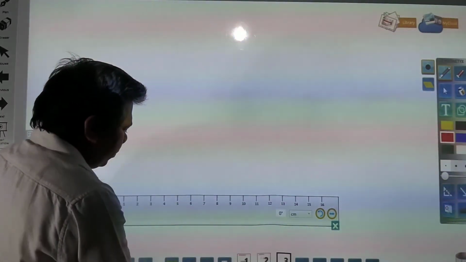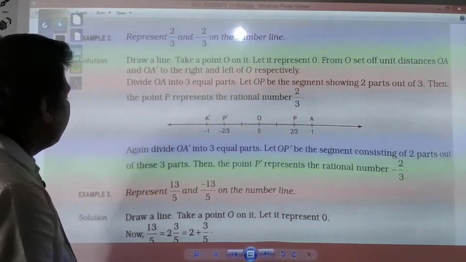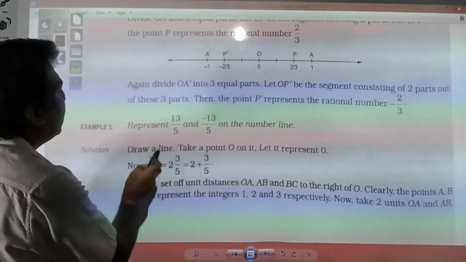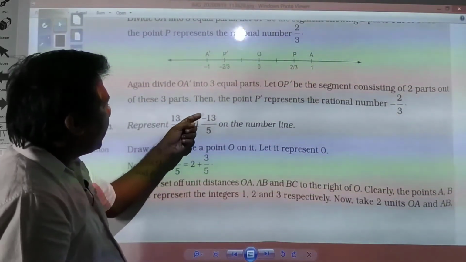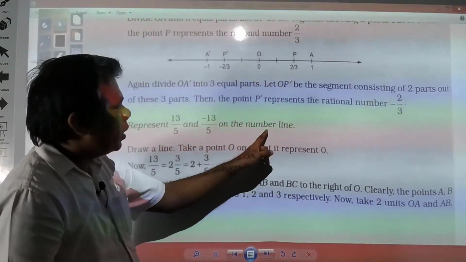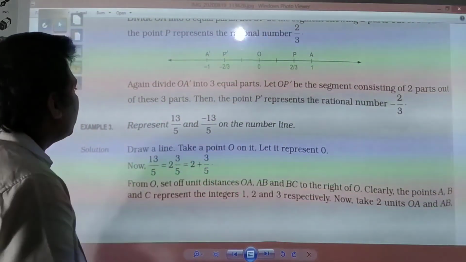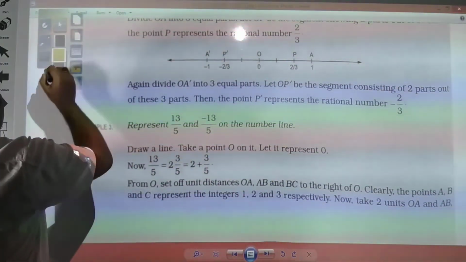Next you see, you have 13 by 5 and minus 13 by 5 on the number line. If this type of question comes, how will we solve it? Just you see.